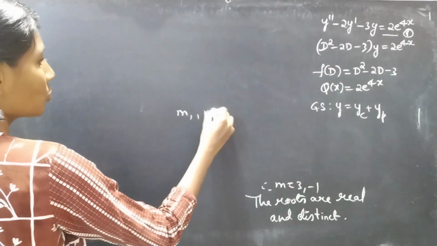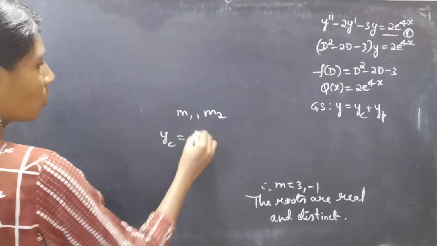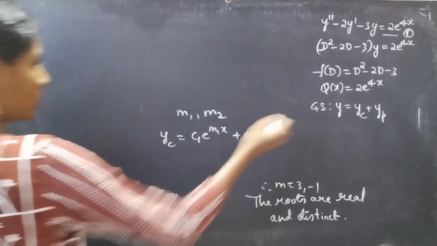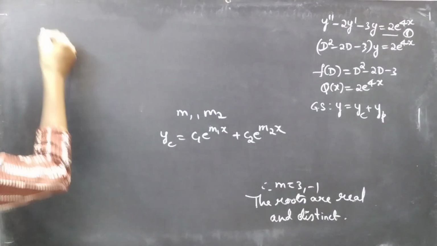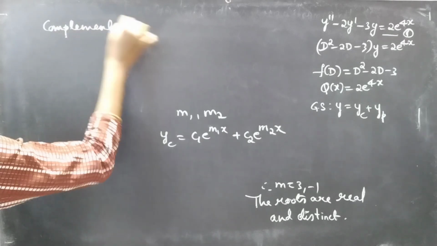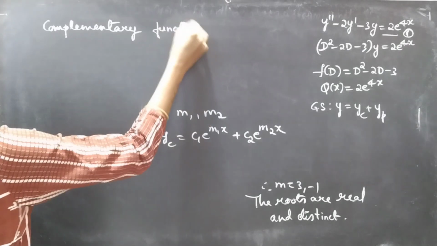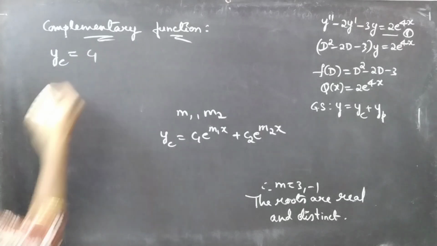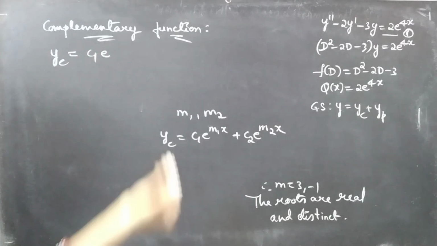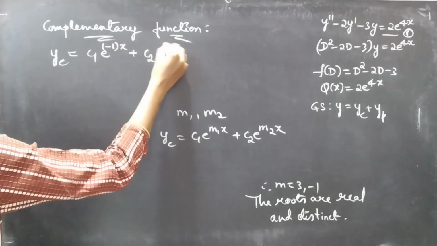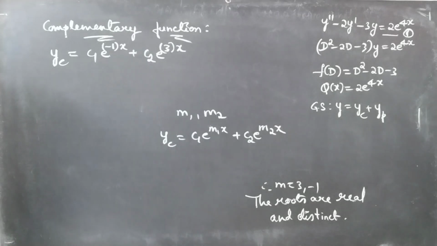When two roots, say m1 and m2, are real and distinct, then yc looks like one constant into e power 1 root into x plus another constant into e power another root into x. Now with the help of this formula, we'll write the complementary function to our problem. y equal to one constant into e power 1 root, say minus 1. Let's take the smaller value first, plus c2 into e power another root 3 into x.